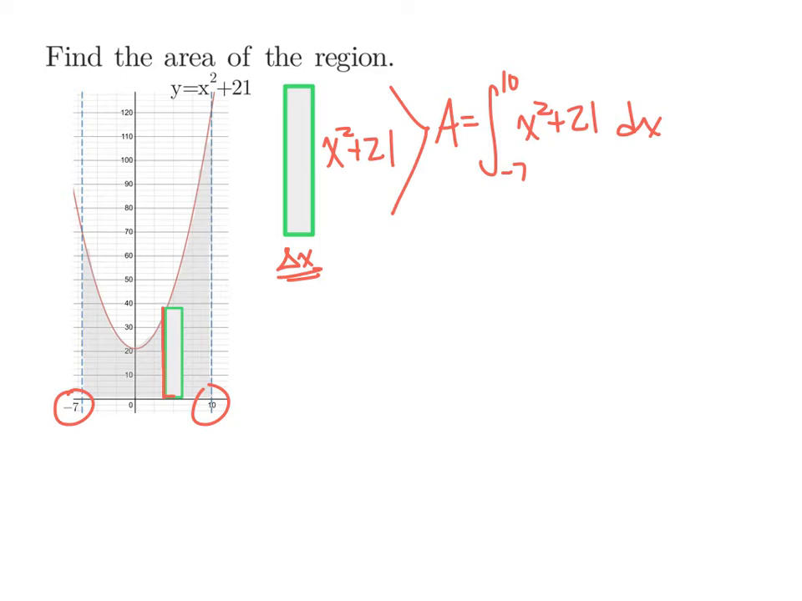From there, we would go on to evaluate the integral. So 1/3 x cubed plus 21x evaluated from -7 to 10. And you plug everything in, simplify it, and get the 804 2/3.